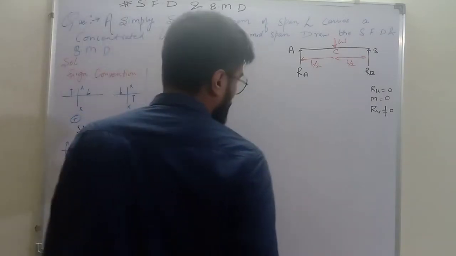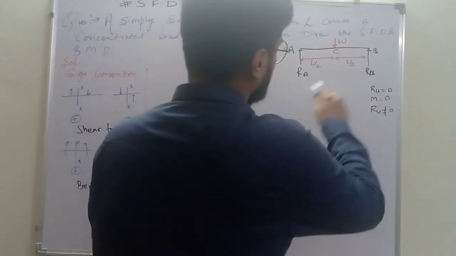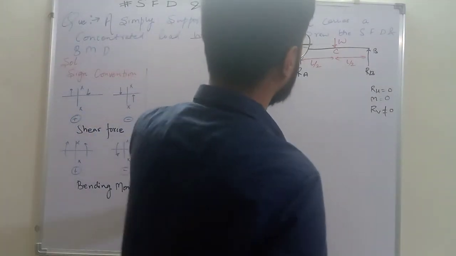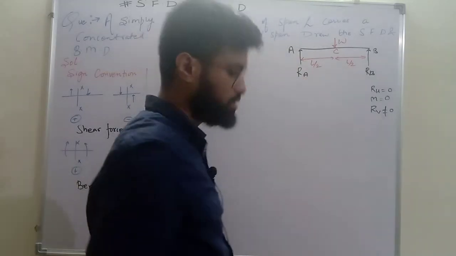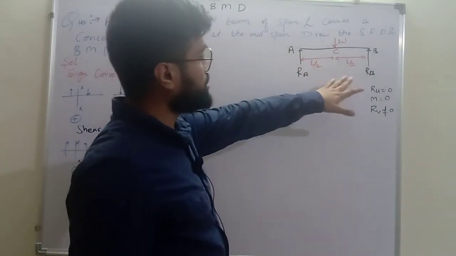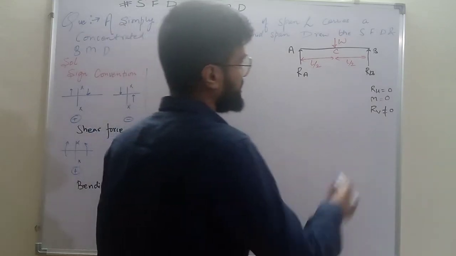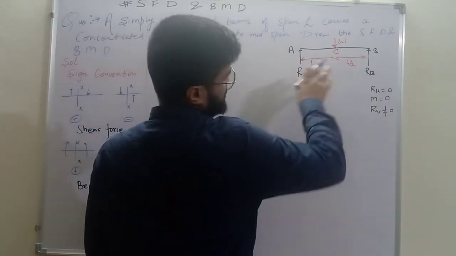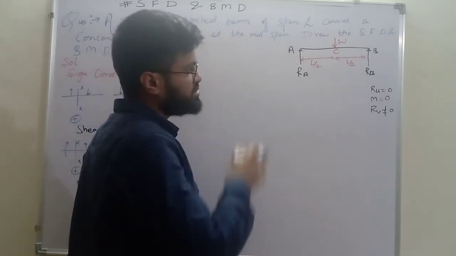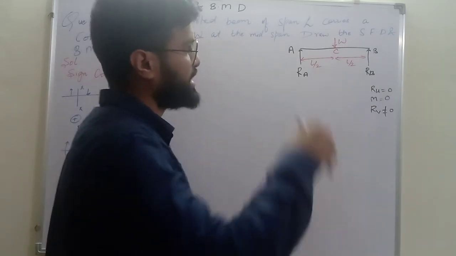Now moving forward, first of all we need to know the reactions acting at A and at B, because of support A and support B. Obviously we have vertical reactions. So what will be the vertical reactions? As we can see from the figure, it is a case of symmetrical loading. There is only one load, which is acting at the center of the beam.